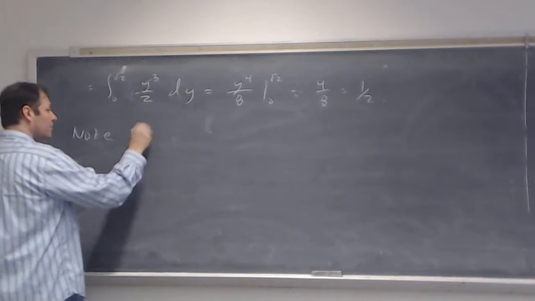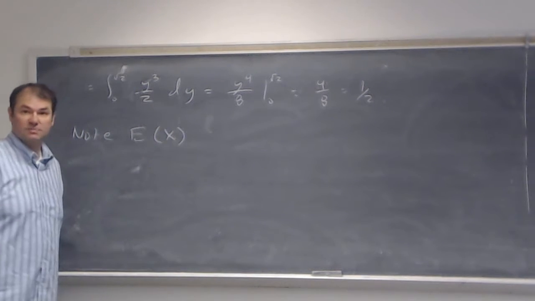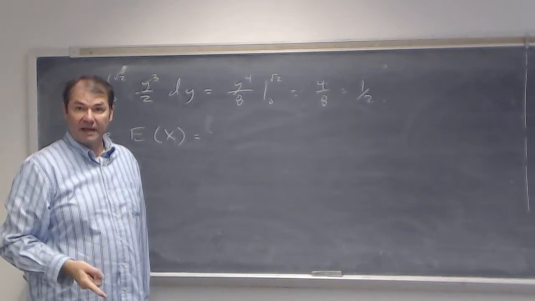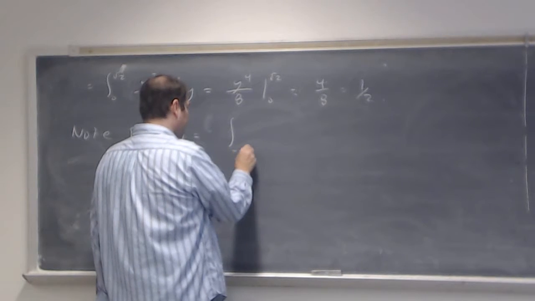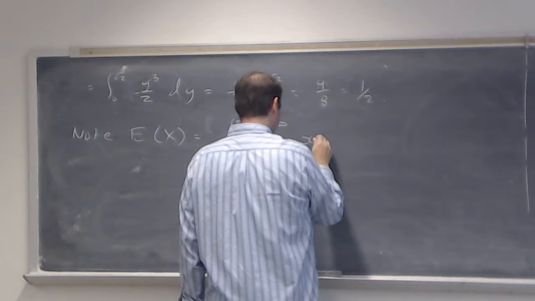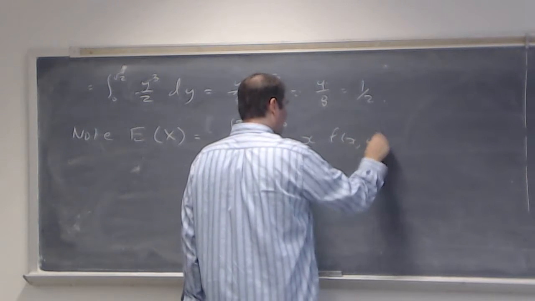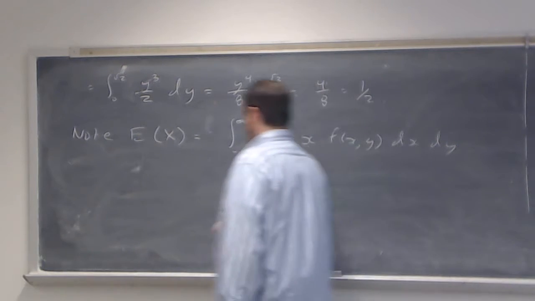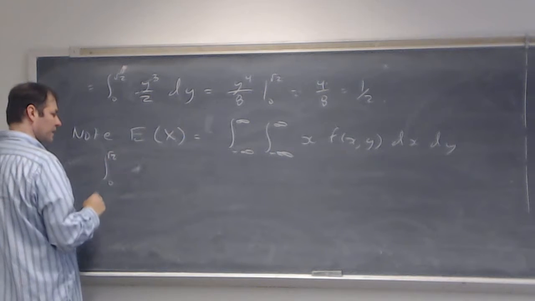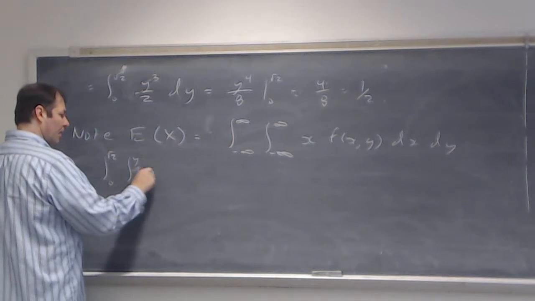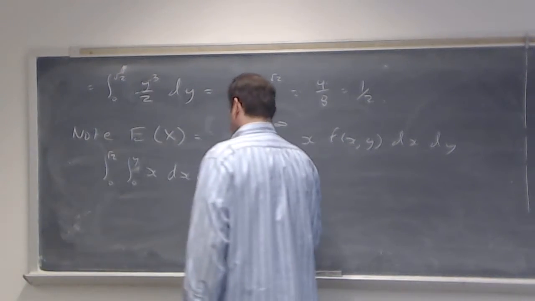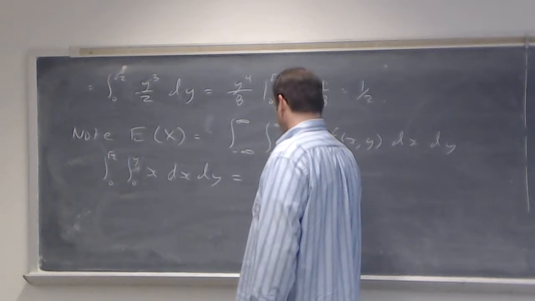Note, the second thing I'm going to find that I need for the formula is the expected value of x. This can be thought of as a function of x and y. It's just x. So here I integrate from minus infinity to infinity, minus infinity to infinity of x times f of x comma y, dx dy. Again, f of x comma y is 0 in most spots, so it becomes the integral from 0 to square root of 2, 0 to y, of x times 1 dx dy, and that's equal to the integral from 0 to square root of 2.